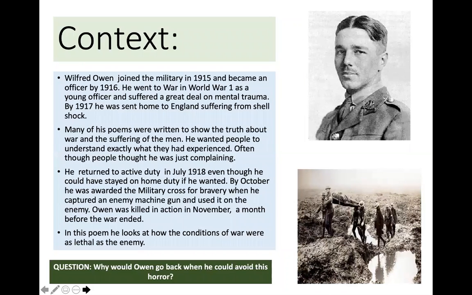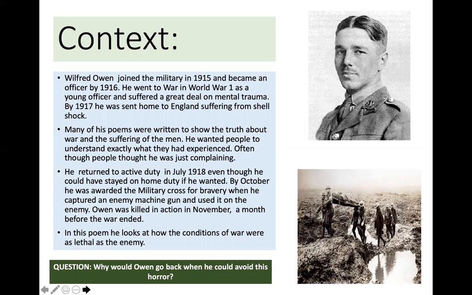Because he had the first-hand knowledge of what was happening, many of his poems were written to show the truth about war and the suffering of the men. He wanted people to understand the reality of war. People might have thought this war was a sport. It'd be over by the end of the year, they thought. Go off and do something brave for your country and let your name be known forever, inscribed on walls. And it's quite a heroic thing to imagine.